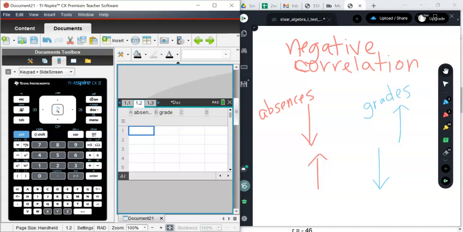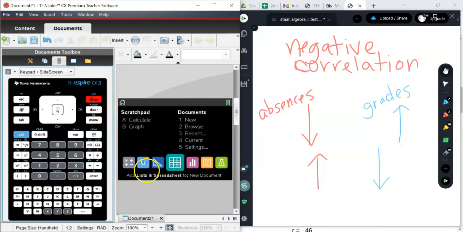Let's say if you have one absence, your grade is a 98. If you have two absences, your grade is a 95. If you have 3 absences, your grade is a 93. If you have 4 absences, your grade is a 90. If you have 5 absences, your grade's an 88. If you have 6 absences, your grade is an 81. If you have 7 absences, your grade is a 75. So we've just made an absences versus grades table. This is going to have a negative correlation, because you can see as my absences increase, my grades decrease.